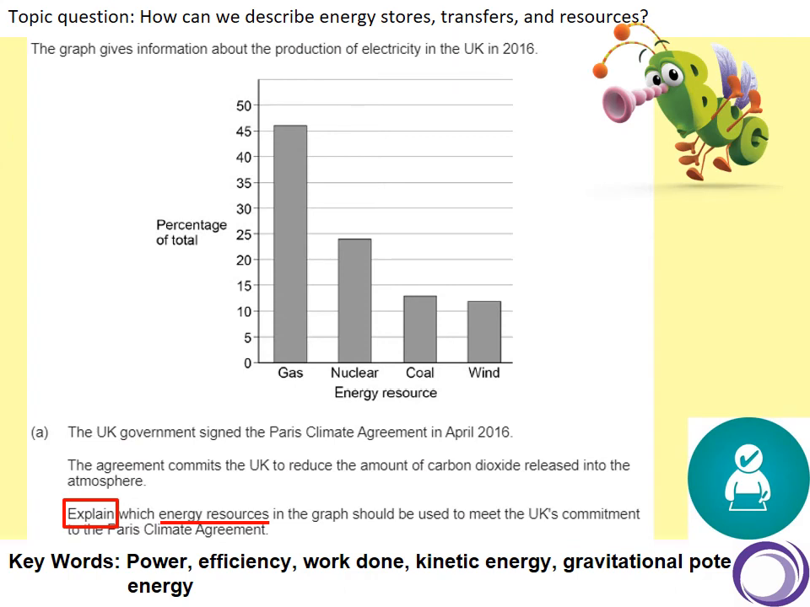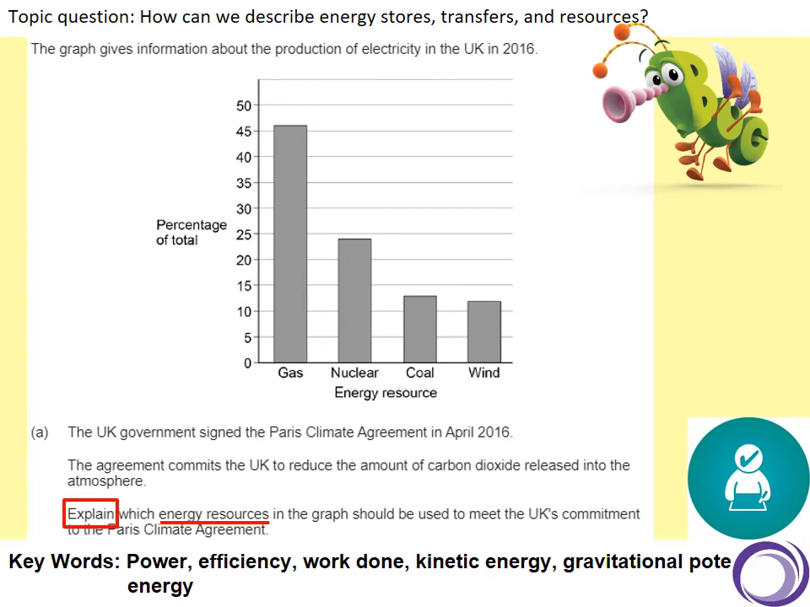So here is a bit of a graph interpreting information question for you to have a little go at. I've already bugged it for you for this one, because you've got a lot of other information that you need to take from it. The graph gives information about the production of electricity in the UK in 2016. You've got a graph with percentage of total on your y-axis and energy resource on your x, and you've got gas, nuclear, coal and wind. The UK government signed the Paris Climate Agreement in April 2016. The agreement commits the UK to reduce the amount of carbon dioxide released into the atmosphere.